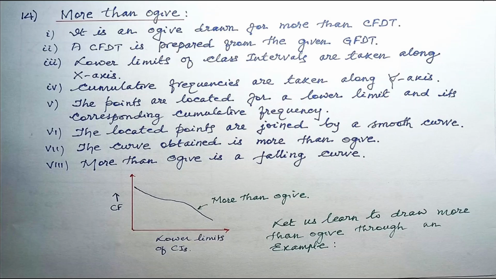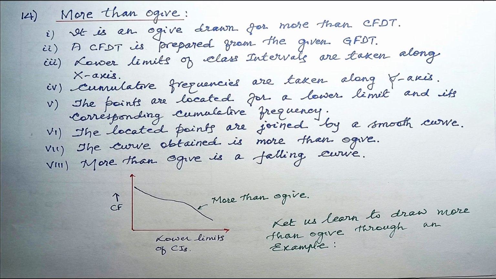Please remember, less than ogive is a rising curve, and it can be used to find the median of a given GFDT. Now similarly, let us understand as to what is more than Ogive and how to prepare more than CFDT from a given GFDT. So please remember here we will be given a GFDT, and to draw a more than Ogive we have to prepare a more than CFDT first, and then we take the lower limits of the class intervals along the x-axis. The cumulative frequencies are taken along the y-axis.